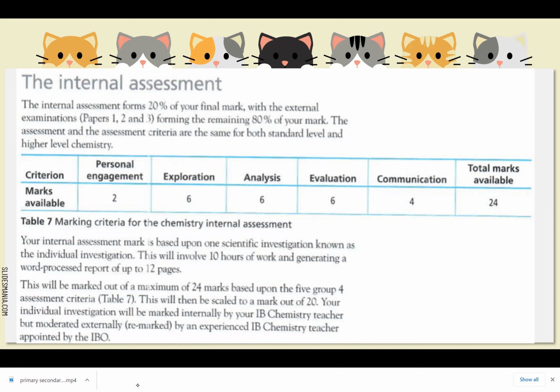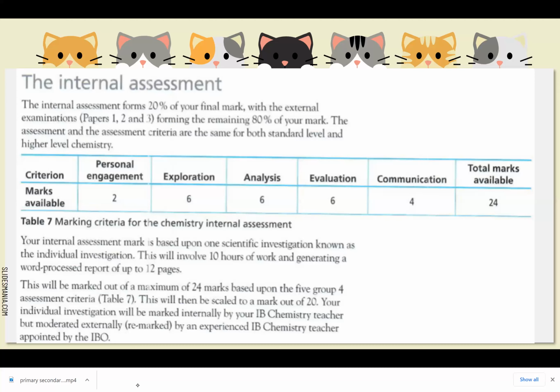The analysis is where you've collected data and you start looking at it, maybe putting it into graphs. The evaluation is really looking at the results that you got and saying, what does that tell me about the exploration? And then communication is just making sure that it's clear and concise. Notice in there that it should be about 10 hours of work from start to finish. So that's the planning part, the experimenting, and the summarizing of it. I'm going to give us many more days than that to be working on this, but that's what IB is expecting we will put into it. And it can be no more than 12 pages.